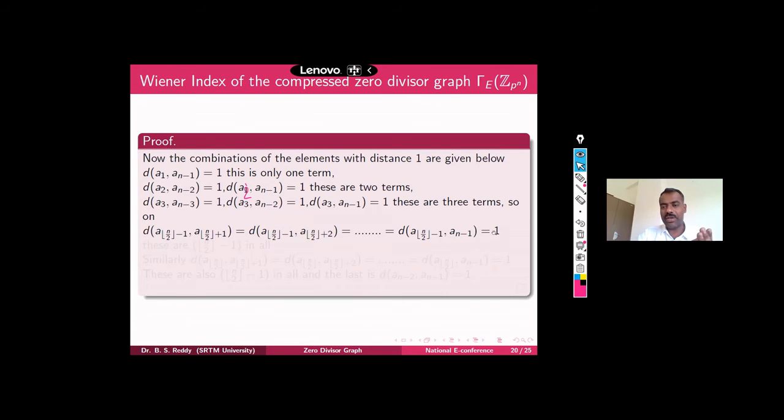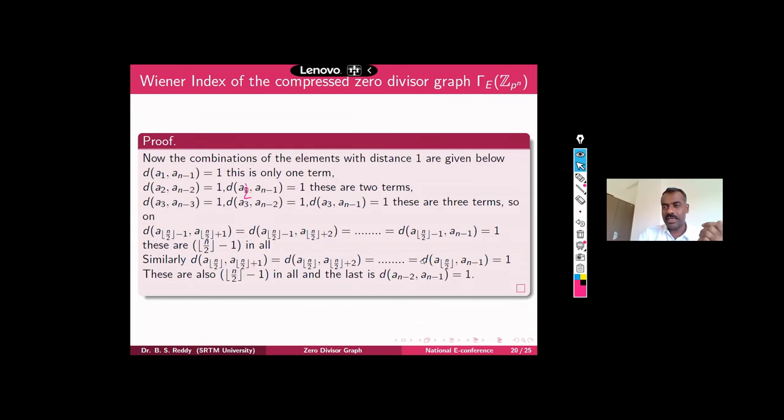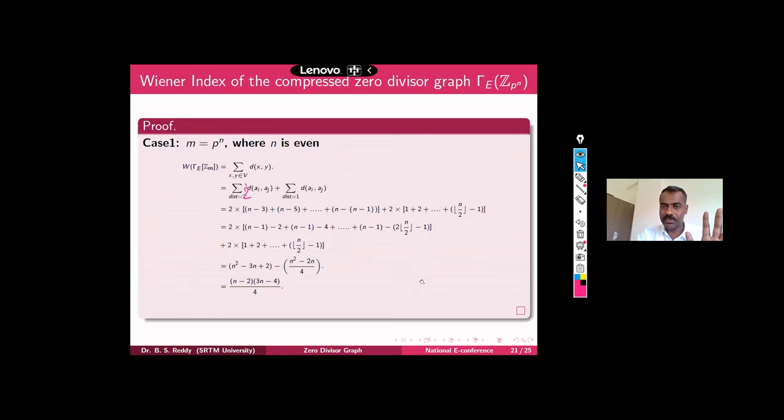And finally, what you will have here is you can write in this form. These are all again n by 2 minus 1, just like n minus 1, or n by 2 minus 1 if it is right. With all these things, the last one, of course, is an minus 2 comma an minus 1, they are adjacent, so this distance is 1. Now put all this together. There is no problem with whether n is even or odd. These calculations are similar, but one extra case we will have that I will explain when the odd case comes.